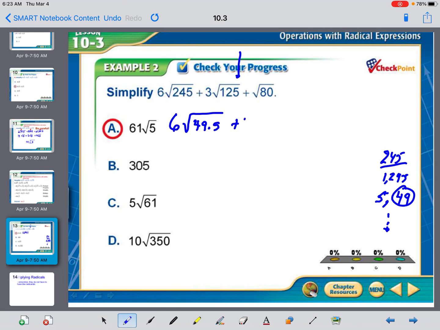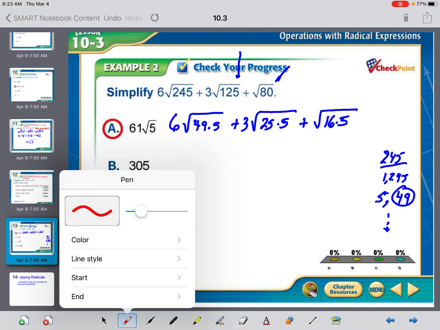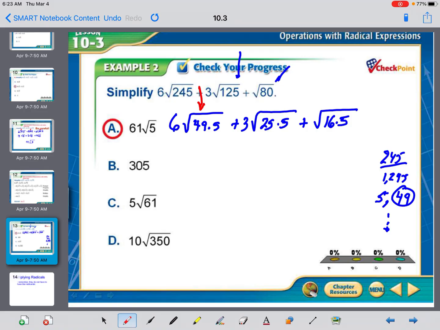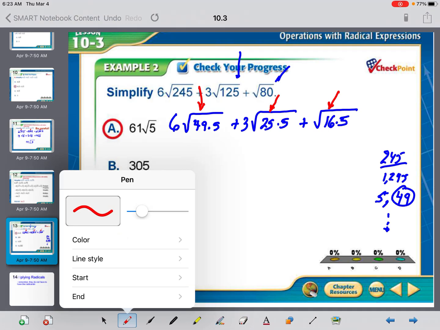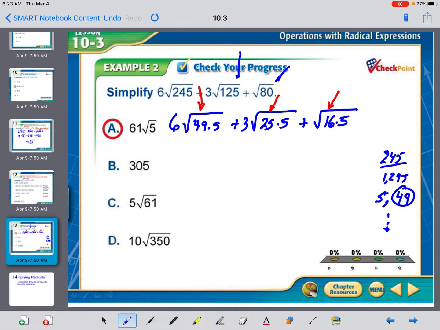With this one, I believe the square in there is 25, because 125 is 25 times 5. I believe the square in that one is 16, because 16 times 5 is 80. So we found the squares. Let me mark those as we previously have. So that was a square hiding in there. That was a square hiding in there. That was a square hiding in there. Now I need to clean it up.